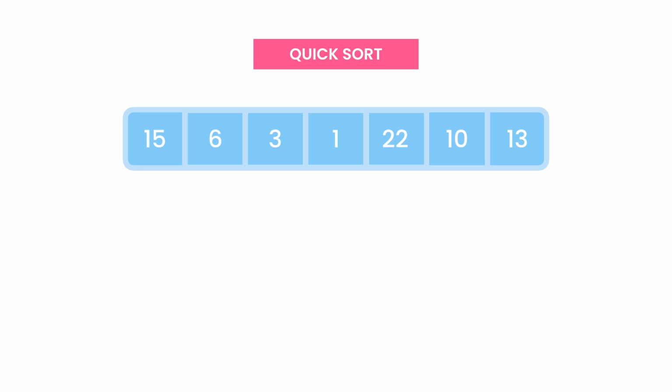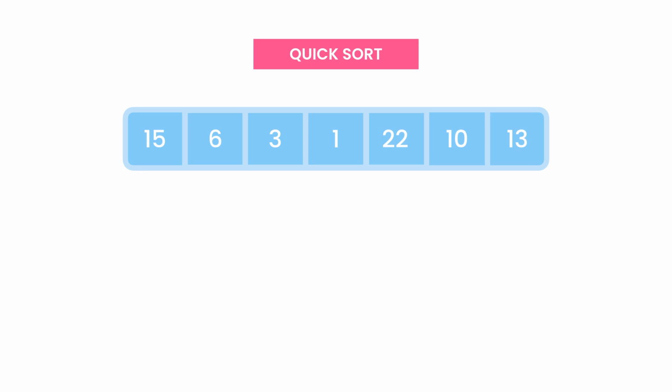We start off by selecting an item, which we call a pivot. Then we rearrange the items such that all the items smaller than the pivot are on the left, and all the other items that are greater than the pivot are on the right side of the pivot. This is called partitioning. So we divide the array into two partitions that are separated by the pivot.